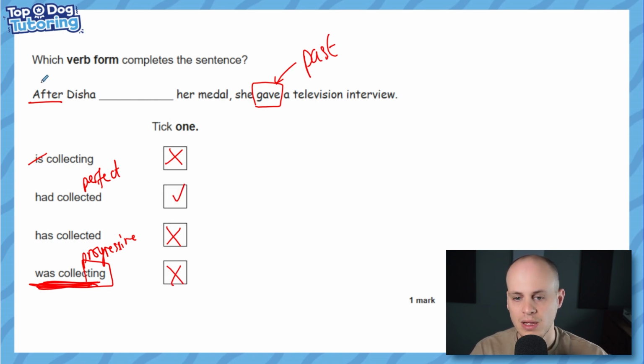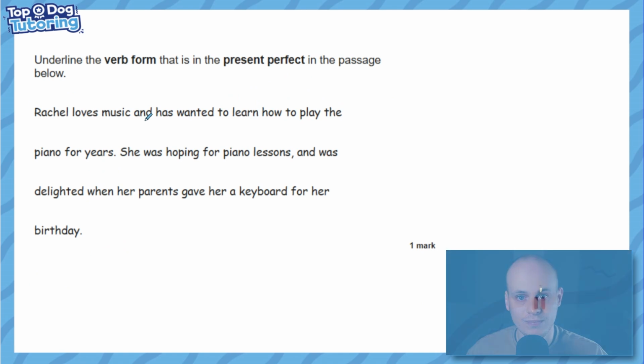Let's work it out. After Disha had collected her medal, she gave a television interview. There we go. So there's a really good example of why, despite this being really tricky and probably one of my least favorite things to teach, it does give you an example of why we do actually use these different verb forms, these different tense forms, okay? There we go. Another hard question. Right, let's do another one.